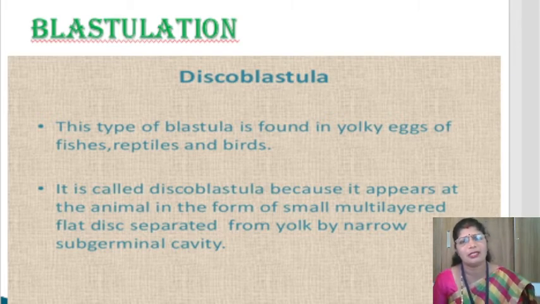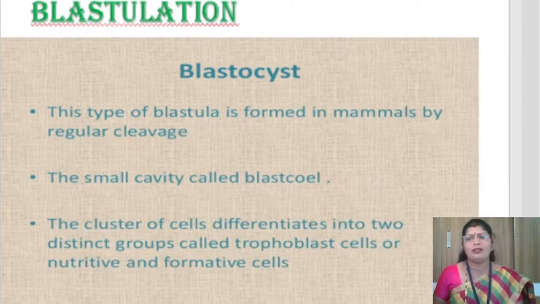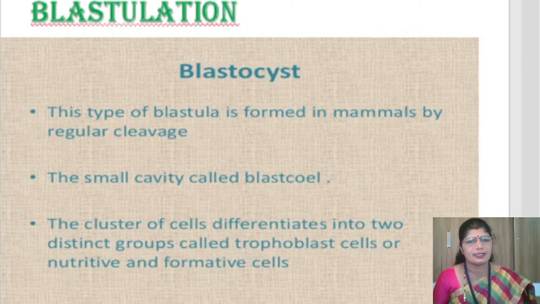In the egg it will appear like a disc, and it is a very small blastula with multiple layers of cells, flattened and disc shaped. Here the multiple layers of cells will be separated, and in between there will be a narrow cavity which will become the blastocyst. So this type of blastula is called discoblastula. Next, coming to the blastocyst.